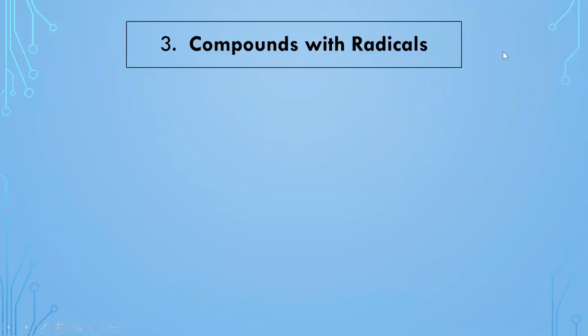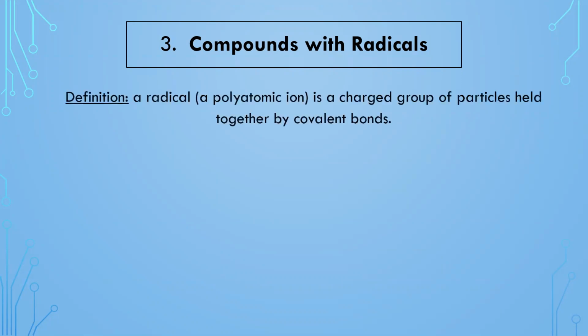So this is 7.1, rule number 3, compounds with radicals. So now you will need to be looking not only at your periodic table, but also at your radical sheet. A radical is basically a polyatomic ion. It's a charged group of elements held together by covalent bonds.